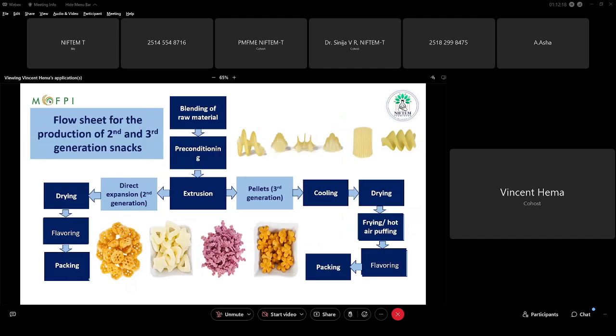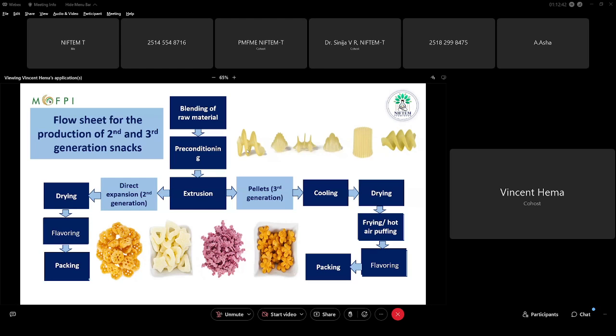So we can say these are the differences between second and third generation. Second generation snack food is a direct expanded ready-to-eat kind of food, and third generation snack food is becoming very popular because it has extended shelf life, and we can also reduce spoilage during storage. Further, it can be made according to the choice of the customer and processor.